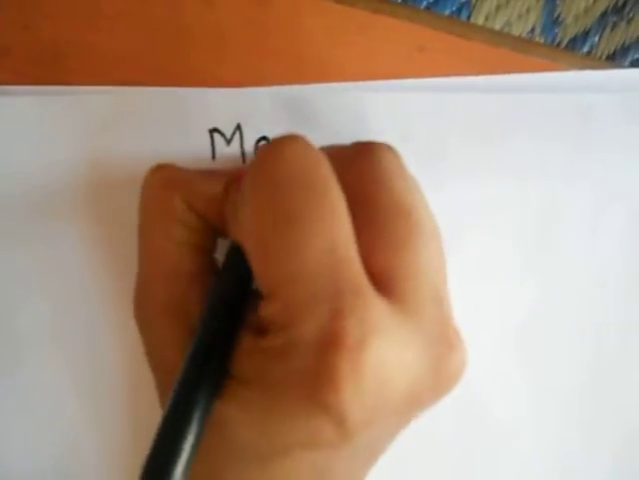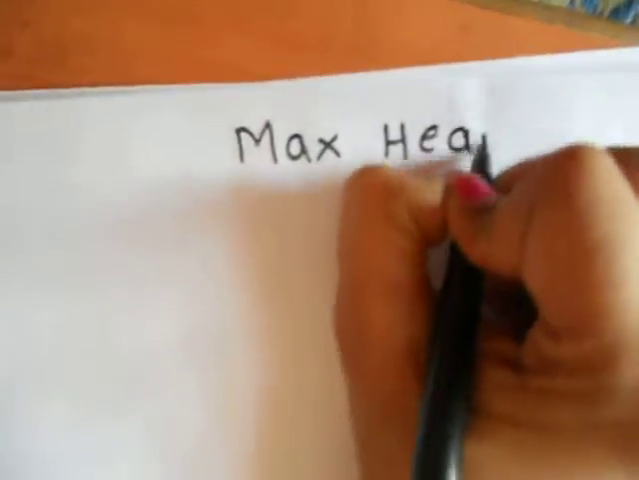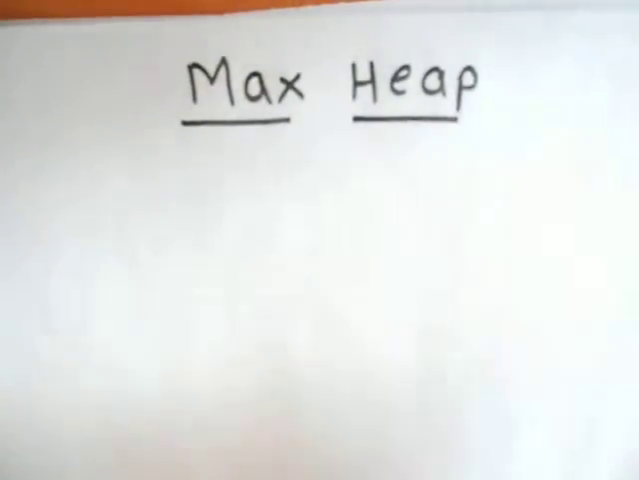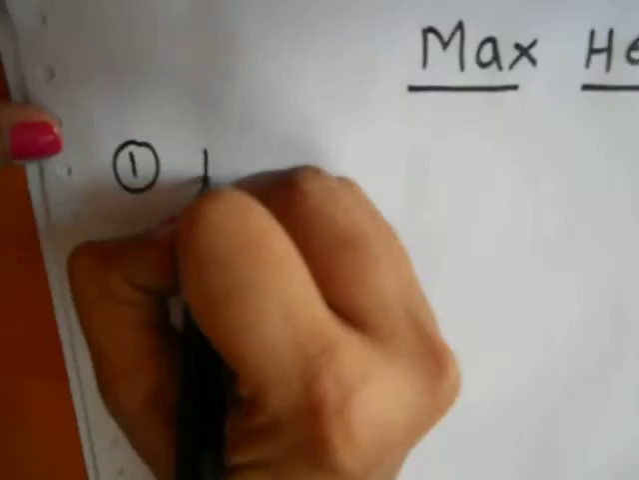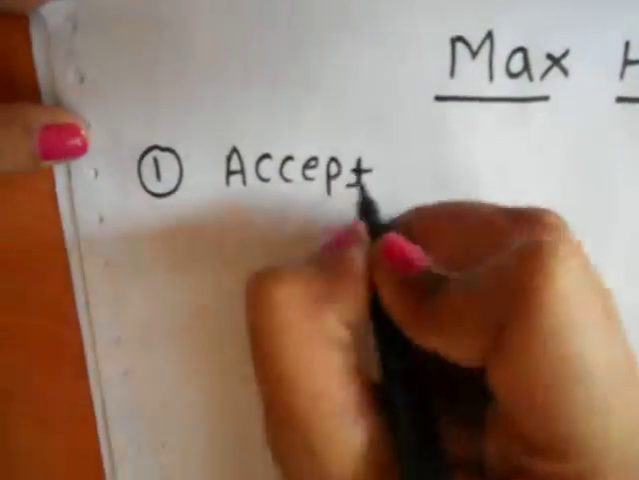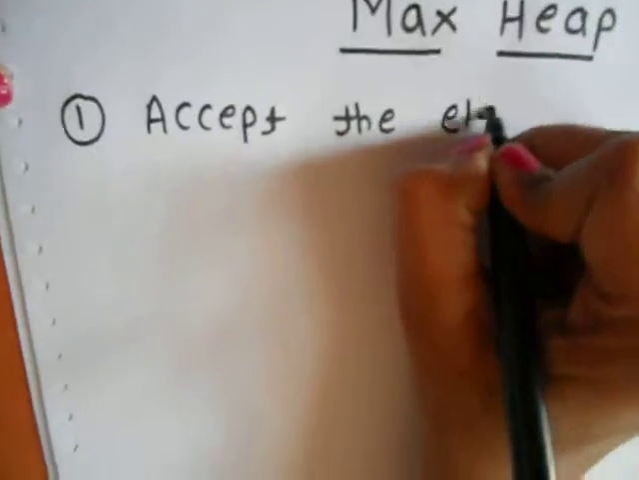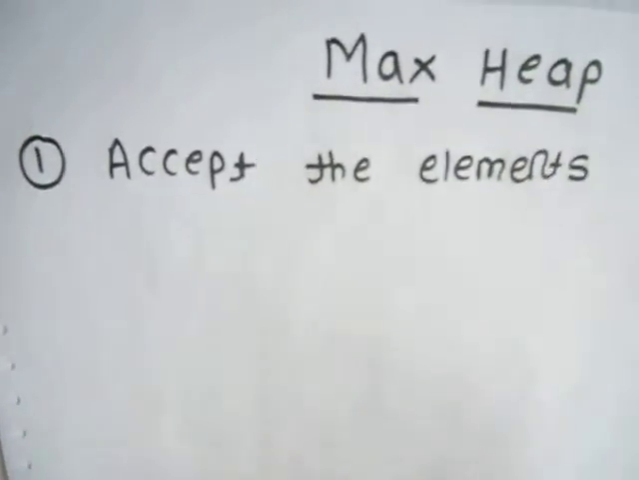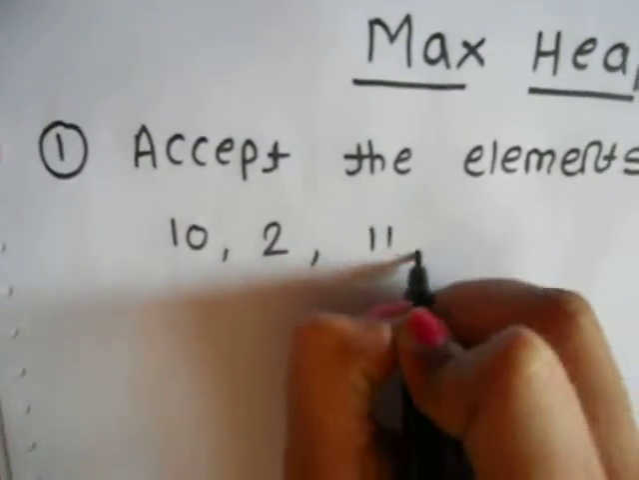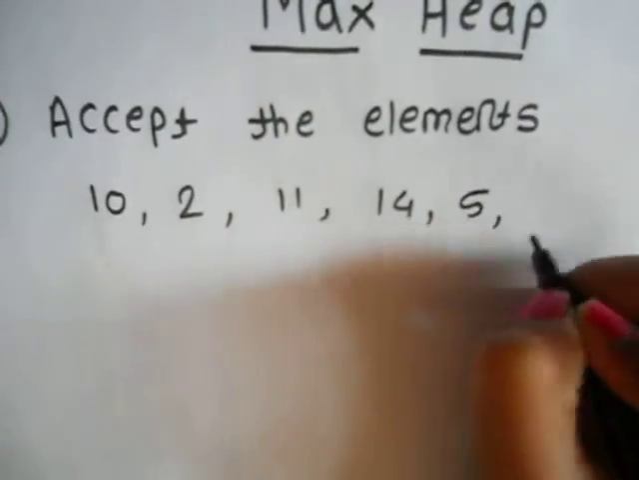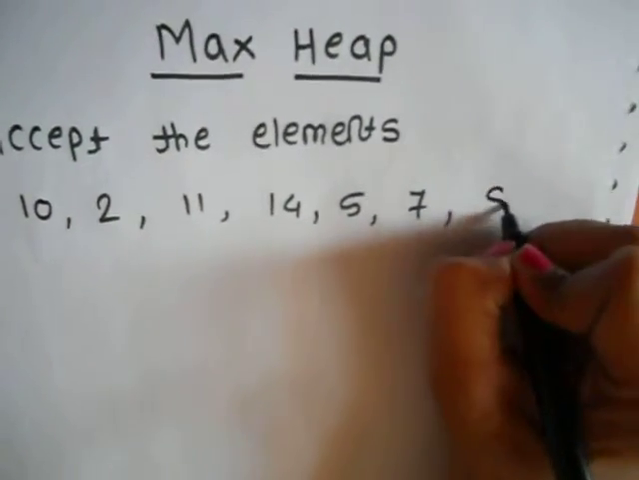Now if we want to sort the data, for example, suppose we have to implement the max heap. So first we will convert our array into the max heap. So what is our first step? We have to first accept the elements. Suppose the elements are 10, 2, 11, 14, 5, 7, 8.